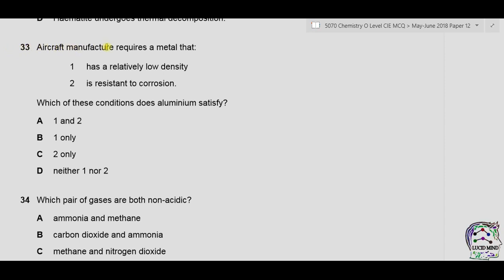Question 33. Aircraft manufacture requires a metal that has relatively low density and is resistant to corrosion. Which of these conditions does aluminum satisfy? For aluminum, you should remember that it has relatively low density as compared to other metals. It is also resistant to corrosion as it forms a layer of aluminum oxide which is insoluble in water. The low density of aluminum is due to its low atomic mass, which is almost equal to 27. So as compared to other transition metals, it has lower density. The correct answer is therefore A.